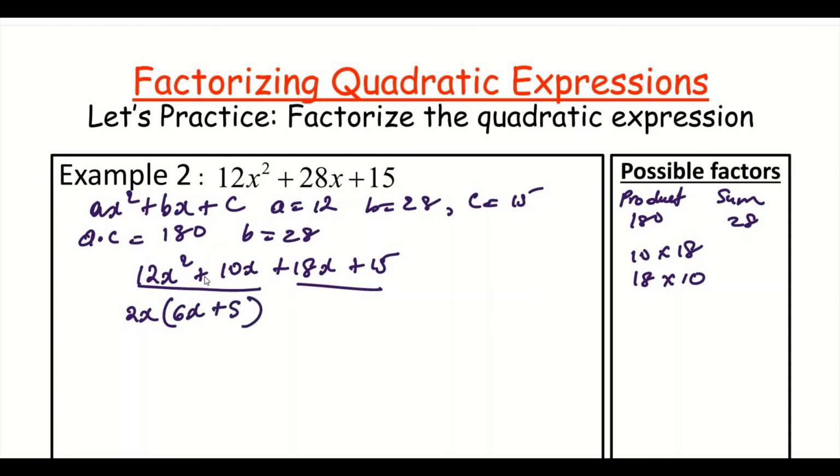The highest common factor for 18x and 15 is going to be 3. 3 into 18x gives us 6x, and 3 into 15 goes 5 times. Hence, our factors are 6x plus 5 and 2x plus 3.